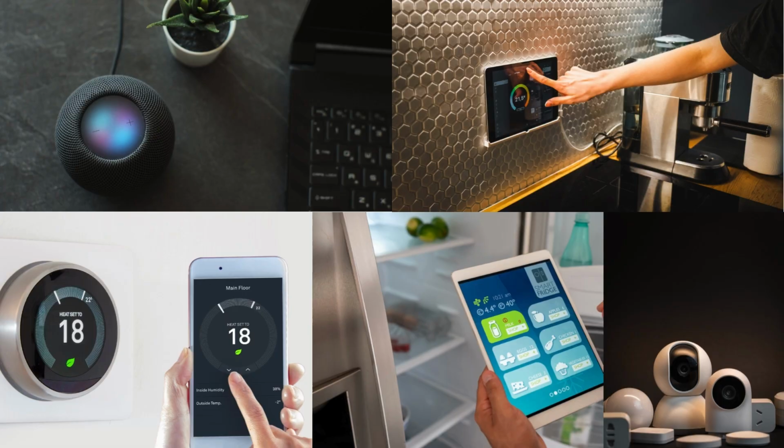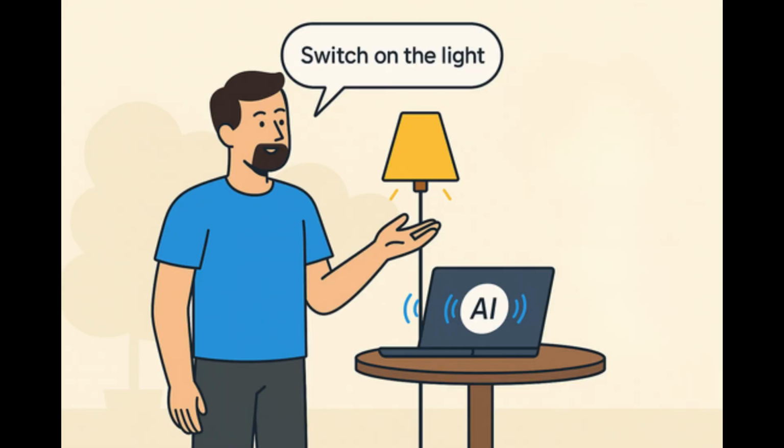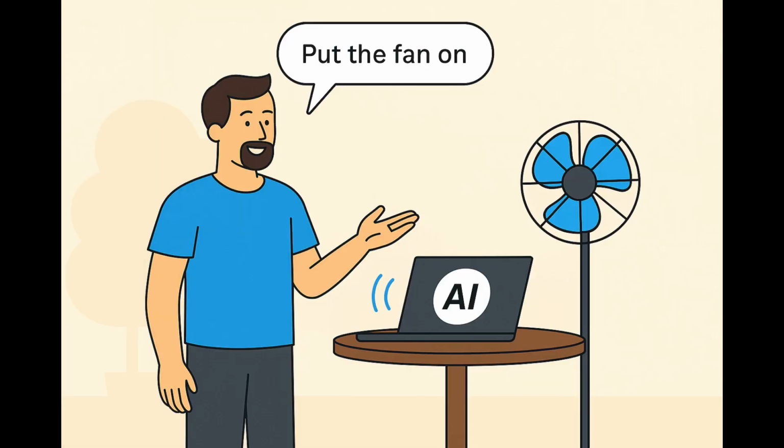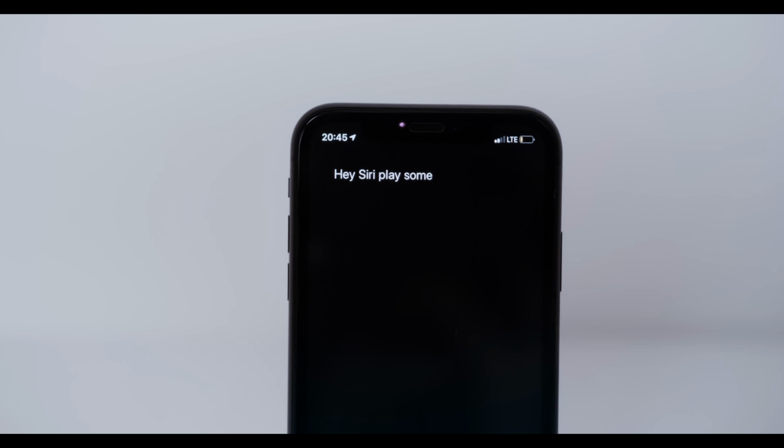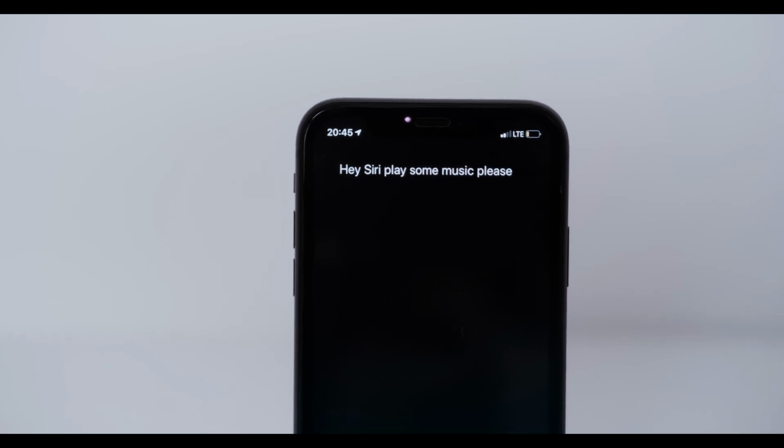Increasingly, we expect computers to be able to use AI to understand natural language commands, either spoken or typed. For example, you might want a home automation system to control devices in your home by using voice commands such as switch on the light or put the fan on. AI powered devices can understand these commands and take appropriate action.